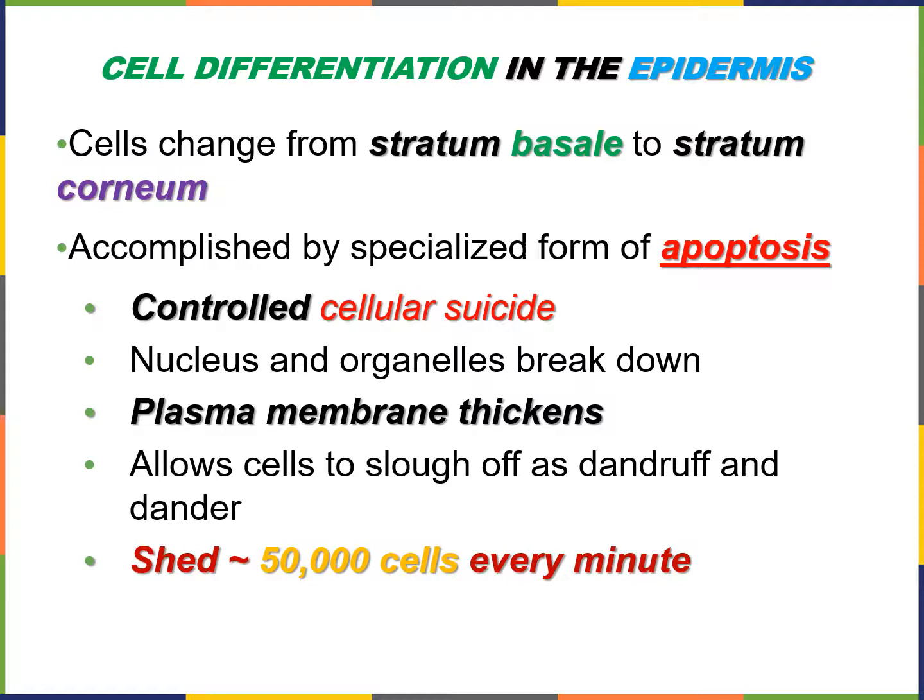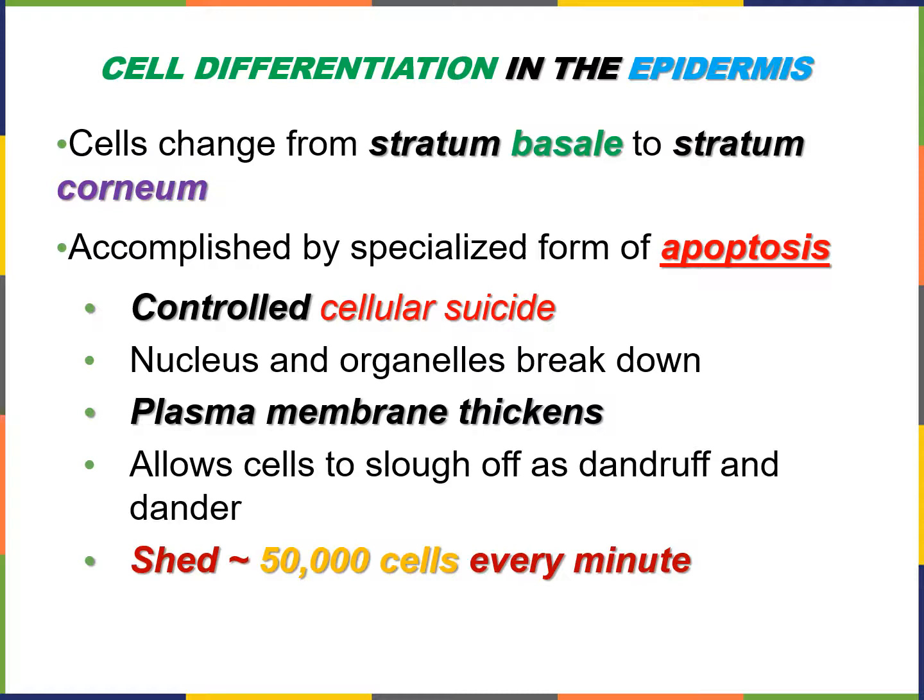So from the beginning, at the basal layer up, we see cell differentiation in the epidermis. We're going to see the cells change from the stratum basale to the stratum corneum, and this is accomplished by that special form of cell death that I alluded to earlier, apoptosis. So this is controlled cellular suicide. We see the nucleus and organelles break down and the plasma membranes thicken. This allows the cells to slough off as dandruff and dander, and we shed about 50,000 cells every minute.